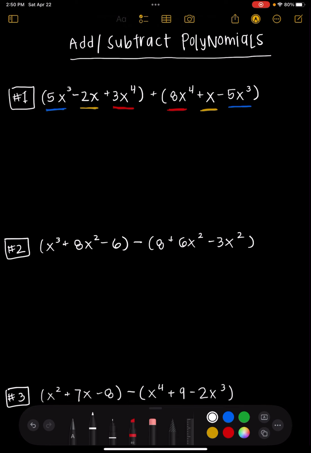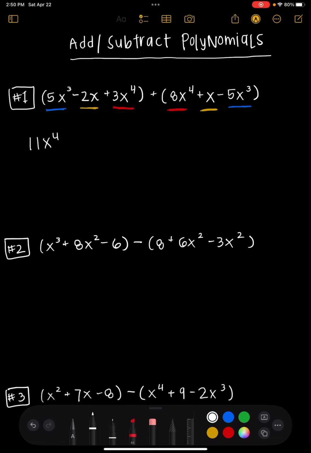So when I add 3x to the fourth and 8x to the fourth together, I'm not going to add the x to the fourth. X to the fourth stays there, but I do add the numbers in front, so 3 and 8. And 3 plus 8 gives me 11, which means that 3x to the fourth plus 8x to the fourth is 11x to the fourth. All right, cool. Now we have that.